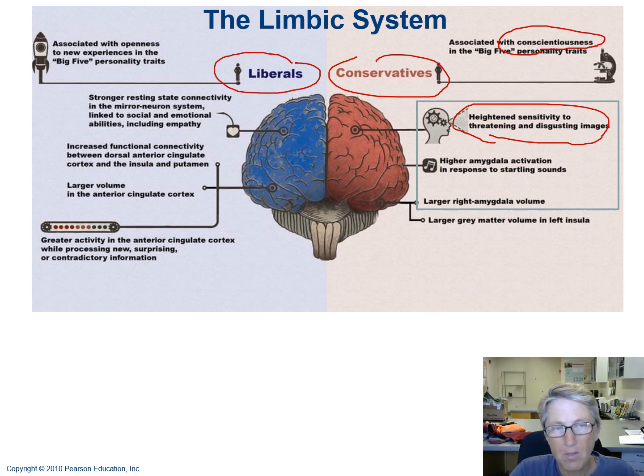Liberals tend to have stronger connectivity in the mirror neuron system that allows you to have empathy. And that's not to say that both liberals and conservatives don't have empathy; both do. Both liberals and conservatives are conscientious. Both can be scared by a threatening image. It's just that the neuroscience shows there's a higher probability in the liberal or the conservative to react one way or the other depending on what they see.